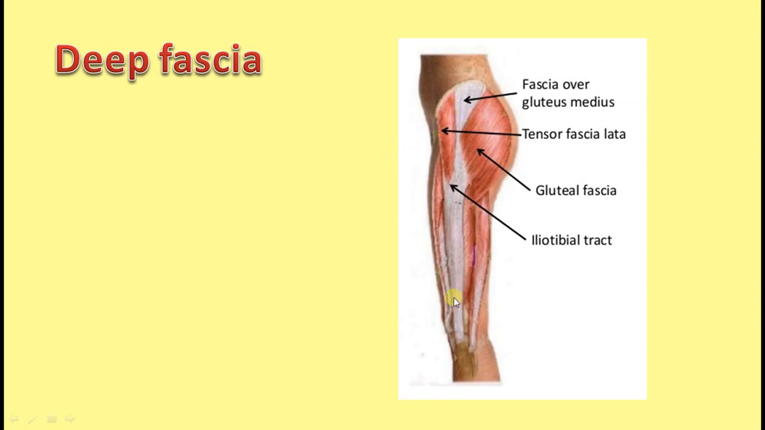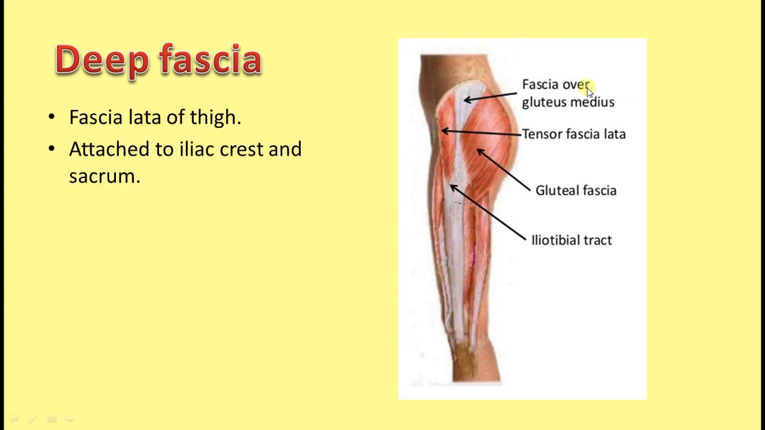Now coming to the deep fascia, it is nothing but the deep fascia of the thigh, which is actually the fascia lata of the thigh. The fascia lata of the thigh is attached above to the iliac crest, and laterally it is thickened to form the iliotibial tract, where it is attached to the lateral condyle of the tibia. We have seen well enough of that in our previous lectures.